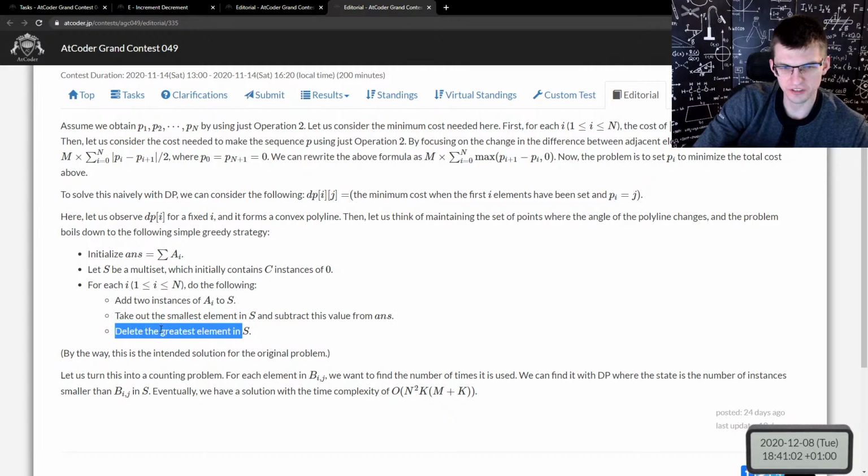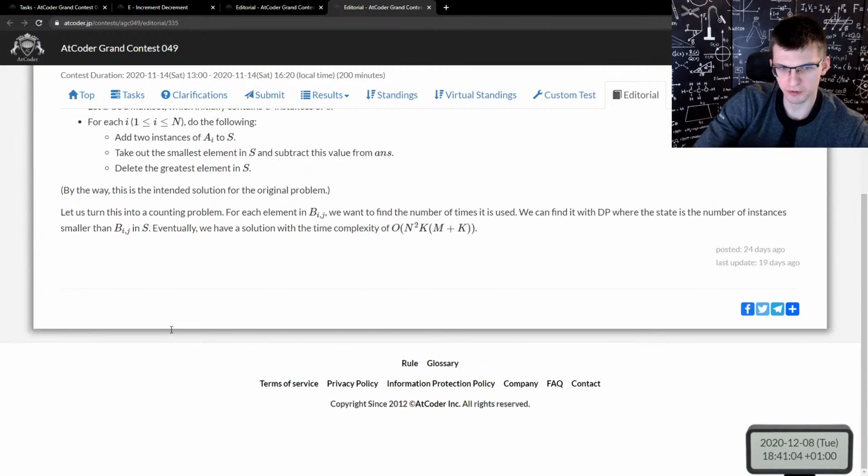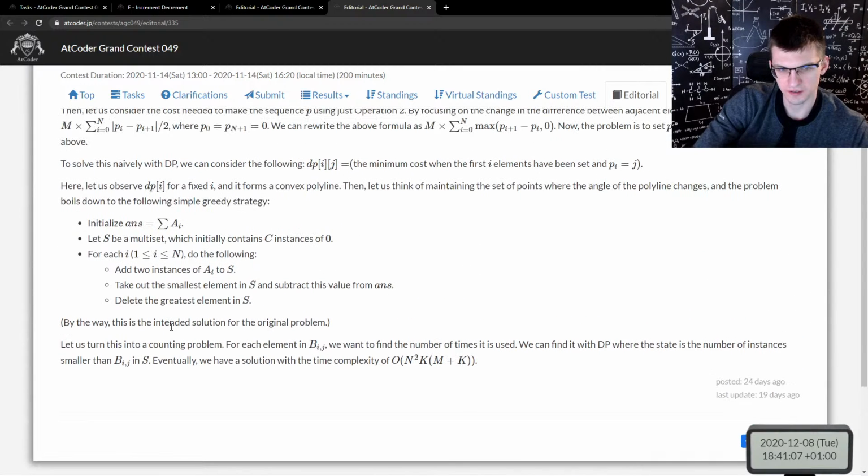Delete the greatest element in S. I have no idea why we would do it. Does it hurt that we have this greatest element? We never tried to access something from the middle. Add two instances, take out the smallest element.